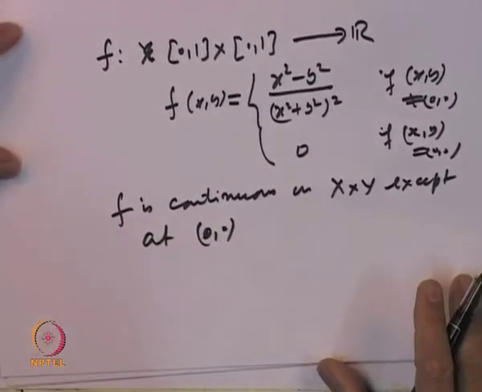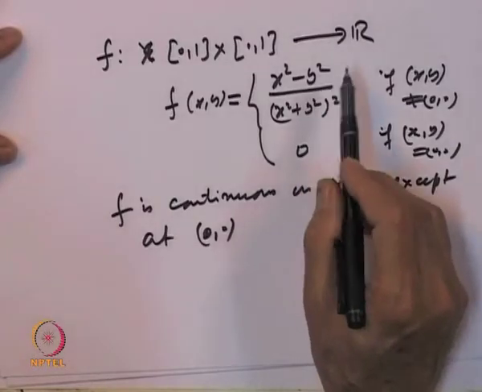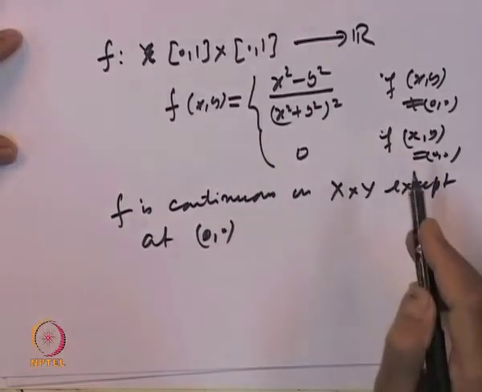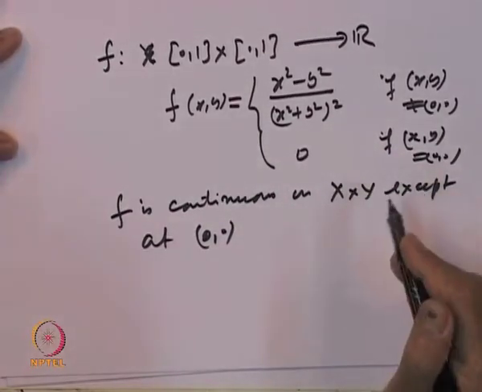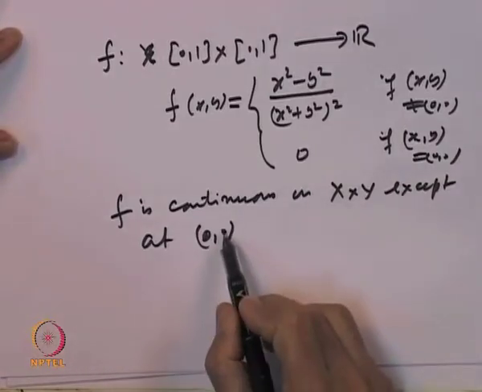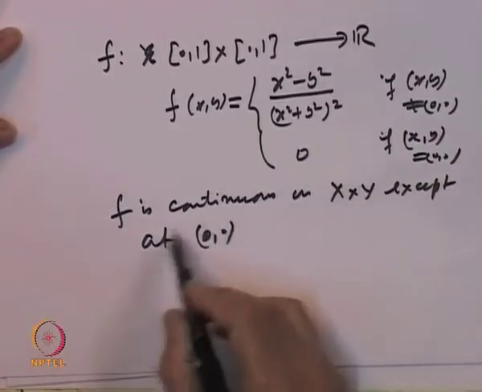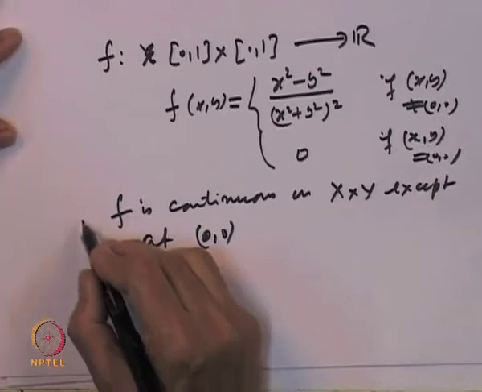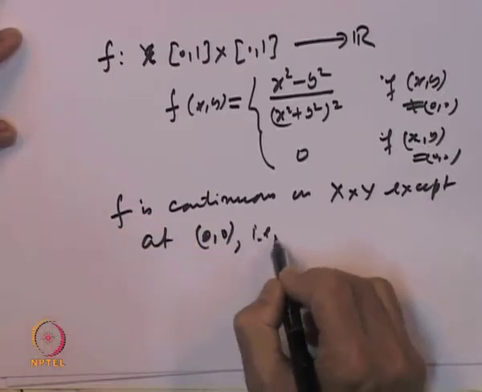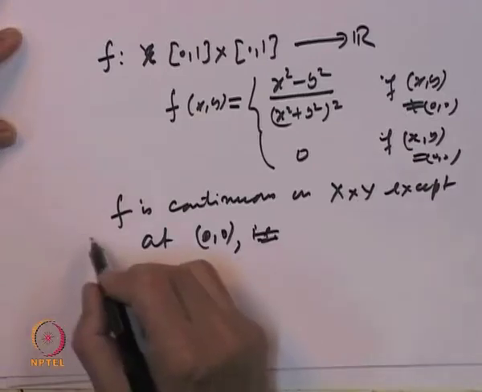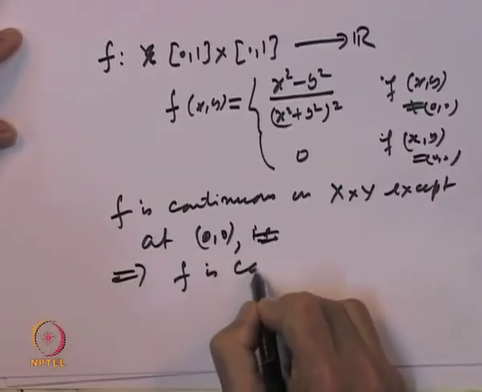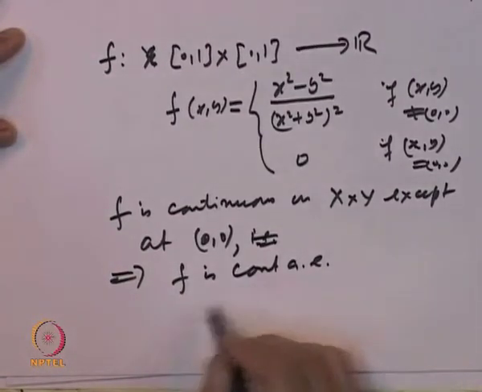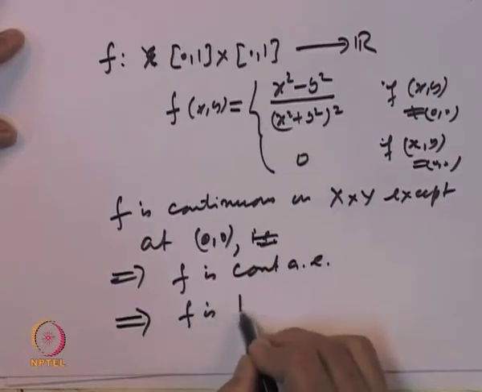So, at (0,0), you can see that if I take y to be equal to 0, that is x square divided by x to the power 4. So, it looks like 1 over x square, and as x approaches 0, it is going to blow up. So, it is not continuous at the point (0,0), but that does not matter. So, that means f is continuous almost everywhere, because one point does not matter. So, this implies f is continuous almost everywhere, and this continuous almost everywhere implies f is Borel measurable.